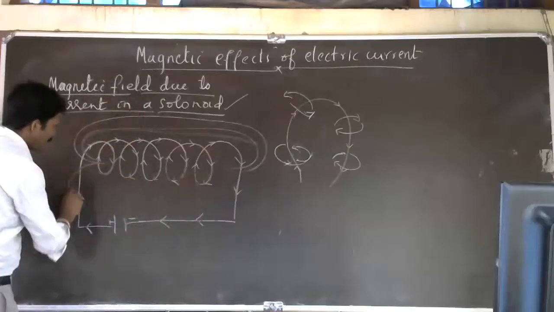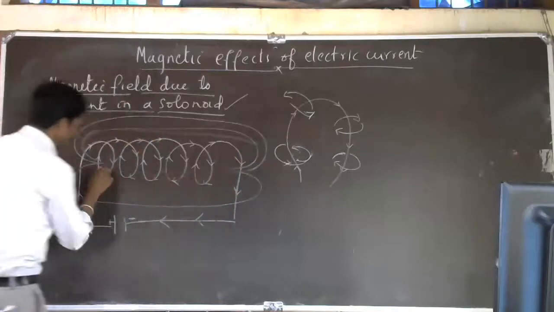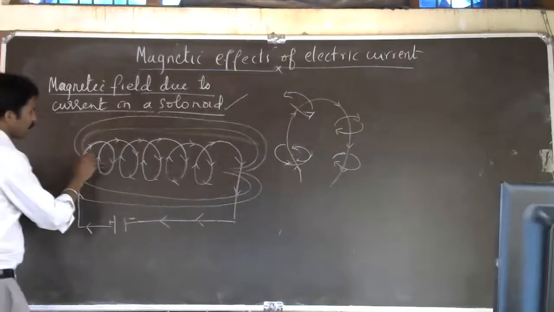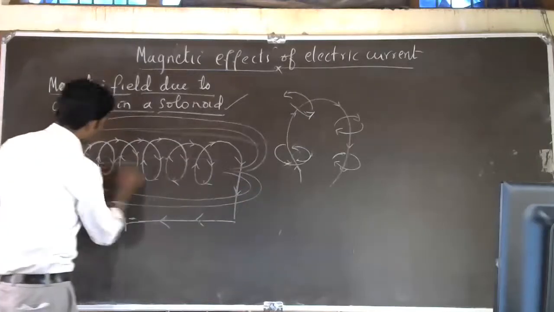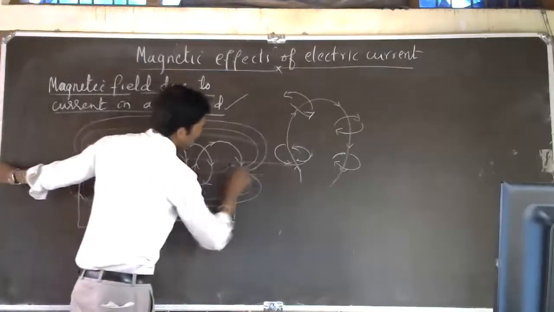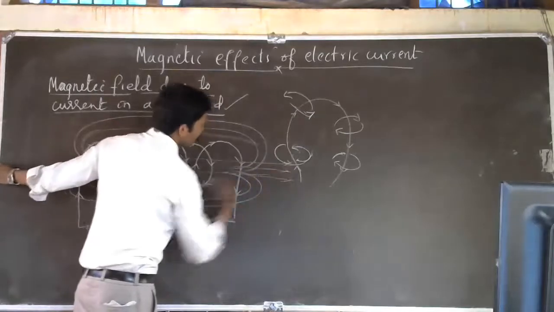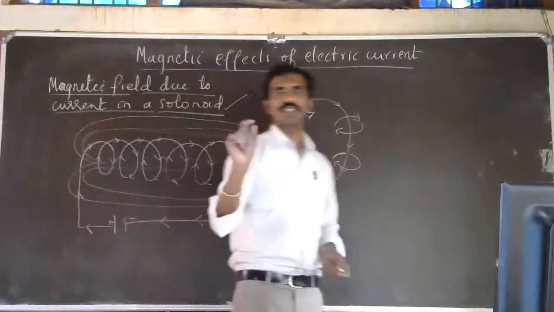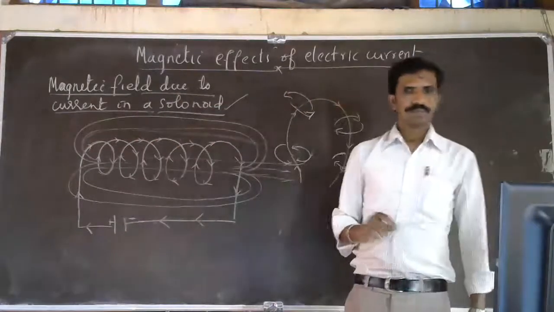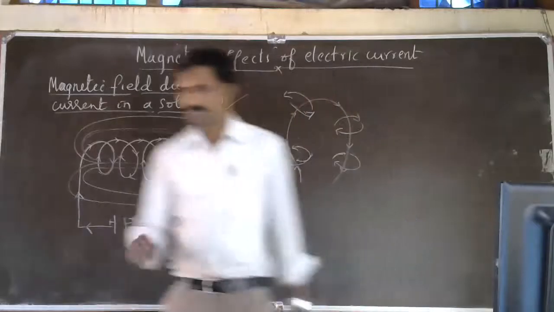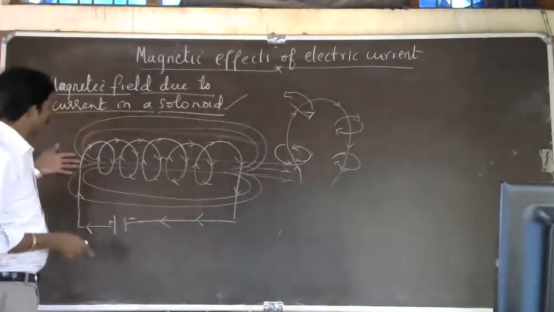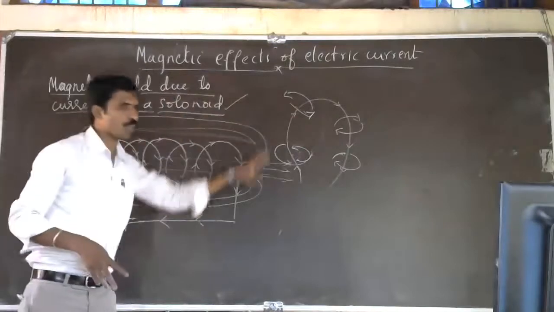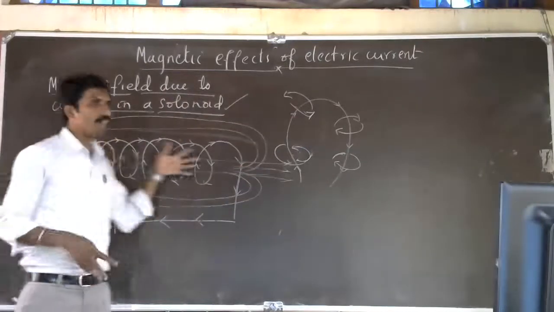So the magnetic field lines are produced in such a way that they look like the magnetic field of a bar magnet. How do the magnetic field lines look in a bar magnet? Similarly, it looks. So the magnetic field lines produced in a solenoid look like those of a bar magnet.